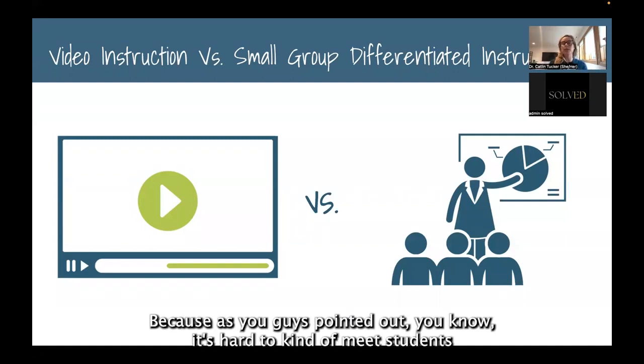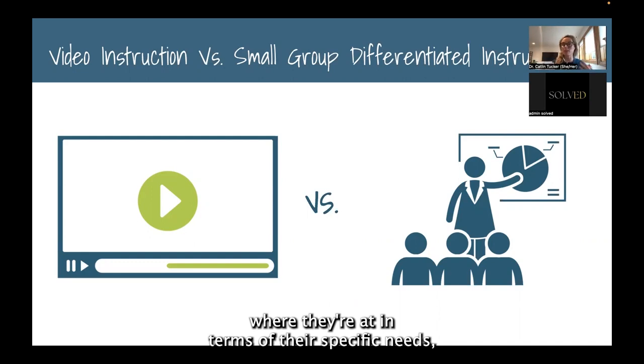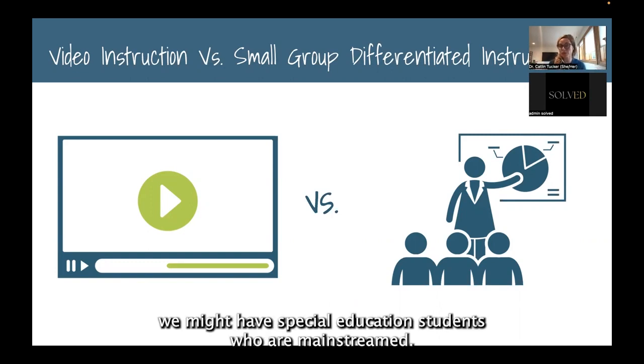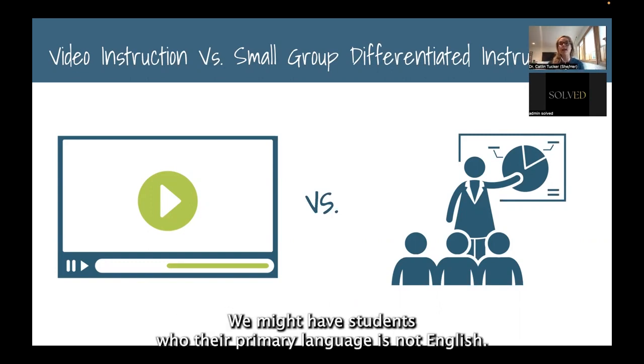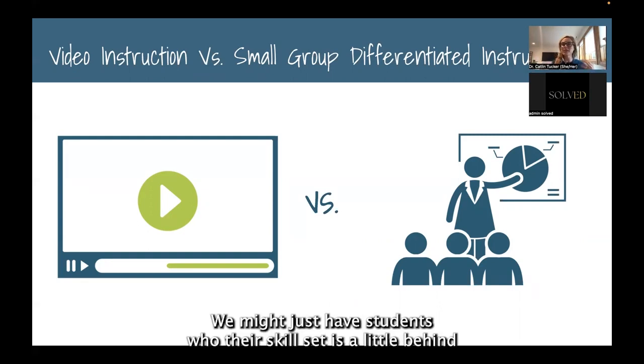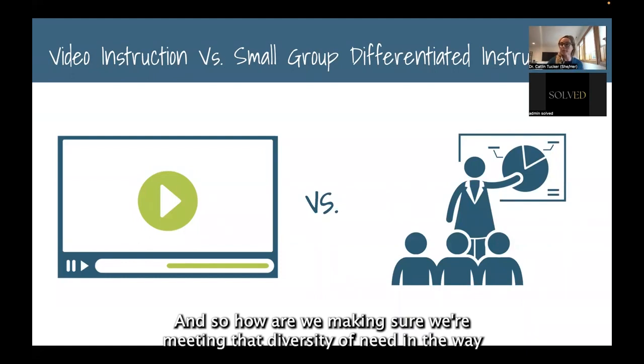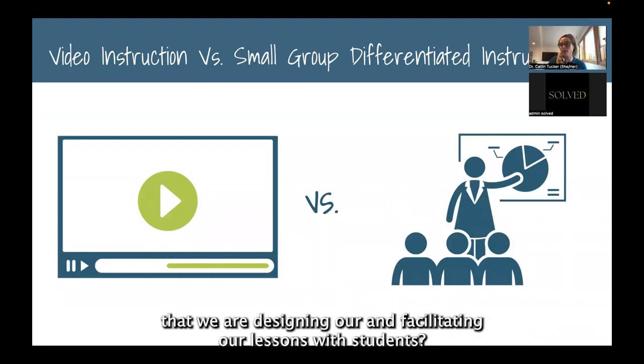Because as you guys pointed out, it's hard to meet students where they're at in terms of their specific needs and skill levels when it's a whole group instructional session. We might have special education students who are mainstreamed. We might have students whose primary language is not English. We might just have students whose skill set is a little behind the rest of the class or a little ahead of the rest of the class. And so how are we making sure we're meeting that diversity of need in the way that we are designing and facilitating our lessons with students?